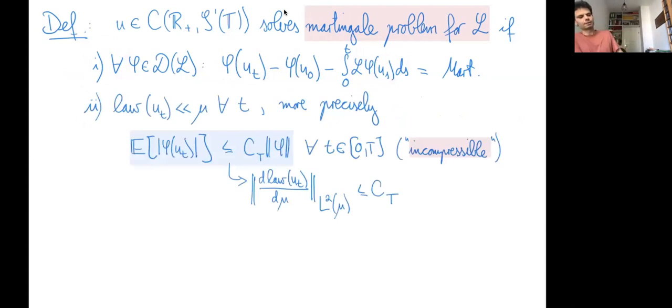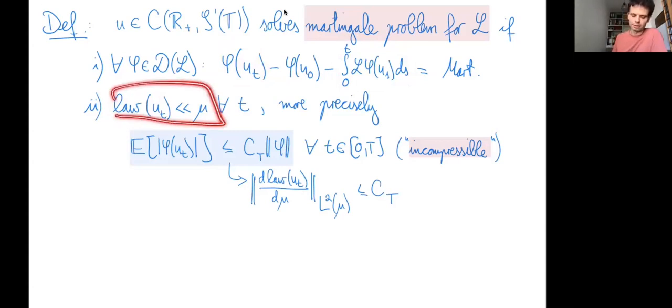The second condition is that the law of UT has to be absolutely continuous with respect to the white noise. And if it is absolutely continuous, then this evaluation here makes sense, because this function is well defined up to mu null sets. But if we have this absolute continuity, then this thing doesn't see mu null sets. So in principle this expression would now be well defined, but you would still have to worry about this integral being well defined, and about a bunch of other places. So we want a bit more than that.